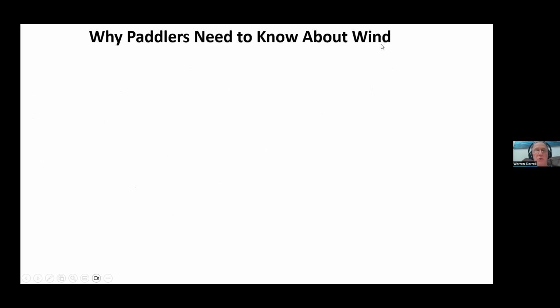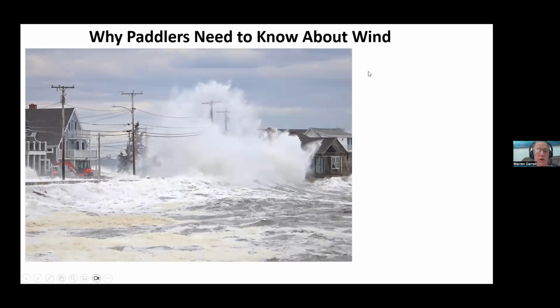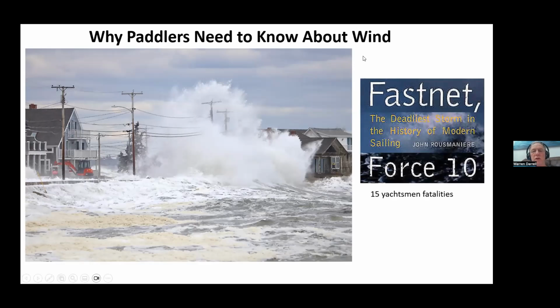Okay, why do we need to know about wind? We're going to start with wind. Well, there's one reason. Wind does this to the water. And if it's going to do this, we probably don't want to be paddling in that. This looks like New England to me. Now, wind can do a lot in the water. And this is about a 1979 race off the coast of England, a sailboat race. 15 yachtsmen died in a force 10, which is not a hurricane. So this is why we need to know about wind. You need to know about wind for safety purposes. And if anybody wants to actually read a great sea story, this is a good book to read.